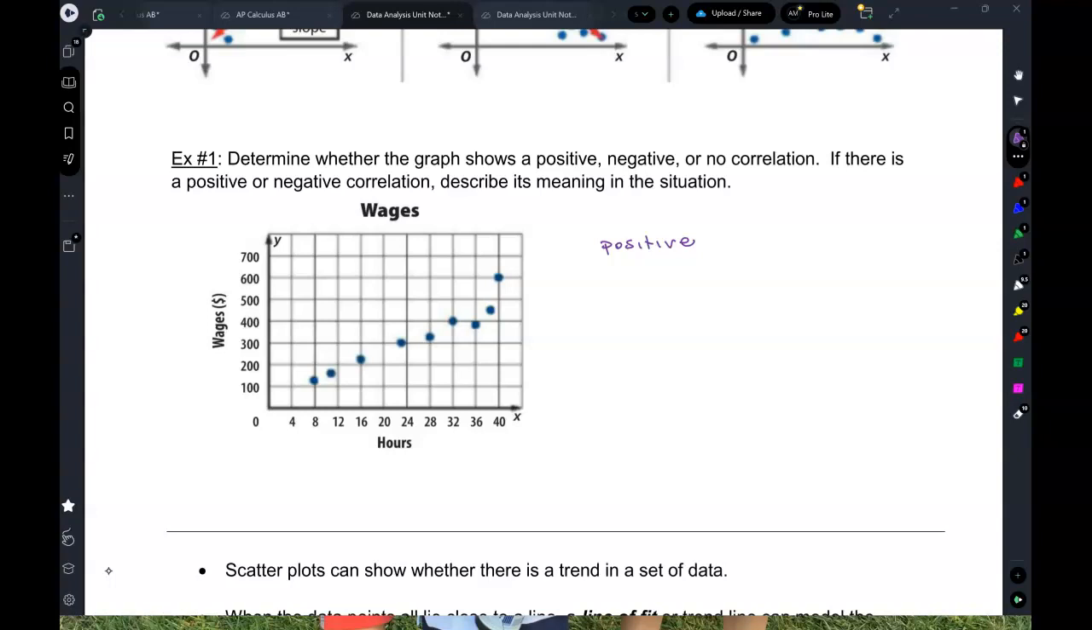And here you have wages in dollars graphed against hours. So, you know exactly what this is telling you, right? So the more hours somebody puts in, the more wages they're basically earning, right? So the more you work, the higher your wages will be.